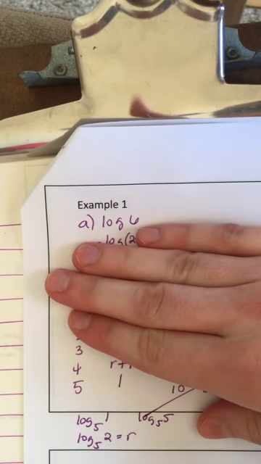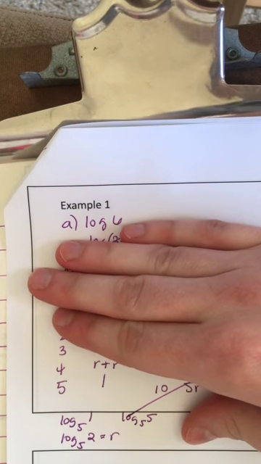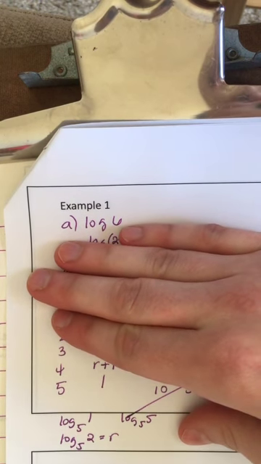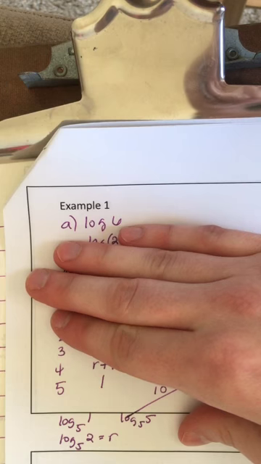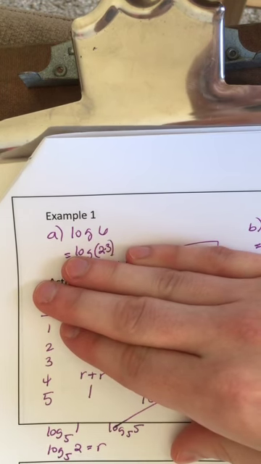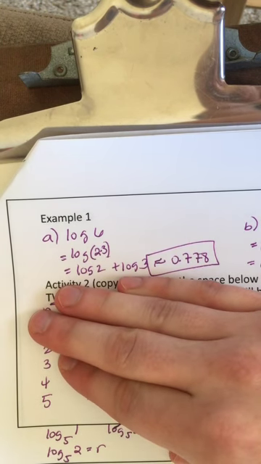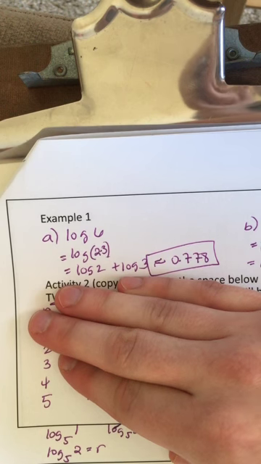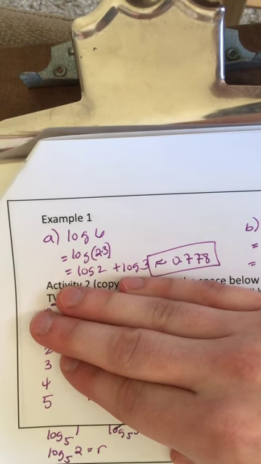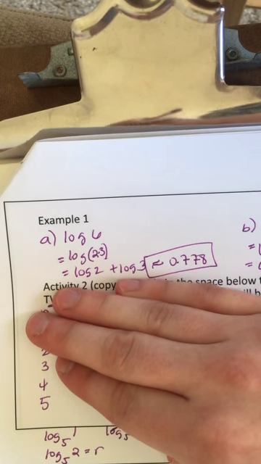Example 1 wants us to find log 6, and they gave us log 2 and log 3. All of these are in base 10 because they don't show us the base. I can break 6 down into the product of 2 times 3, and using the product theorem, I can break it into the summation of log 2 plus log 3, and that gives us the approximation, using the approximations they gave us. Adding them together, I get approximately 0.778.